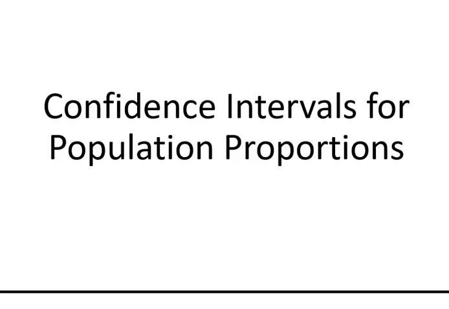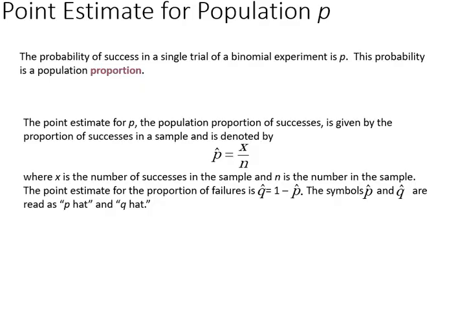Hi, this presentation will examine confidence intervals for population proportions. So here we're going to start with the point estimate for a proportion. The probability of success in a single trial of a binomial experiment is p, as you'll recall, and this is the population proportion. You'll notice p does not have this hat on it. If it does have the hat, we're talking about the sample.